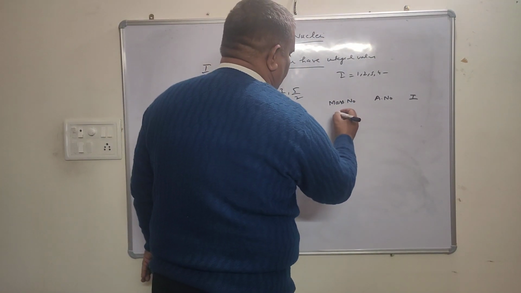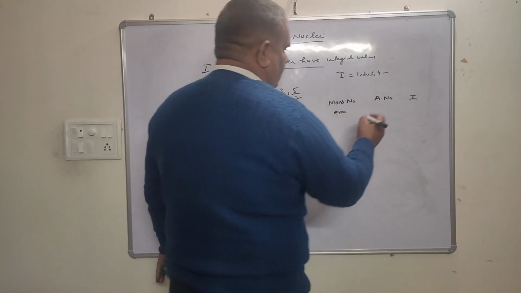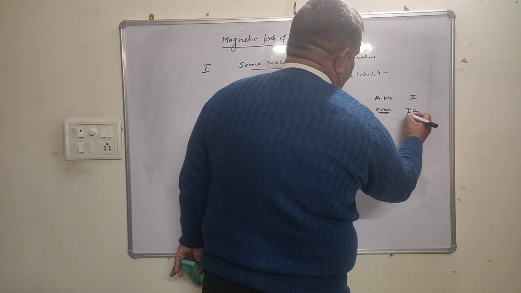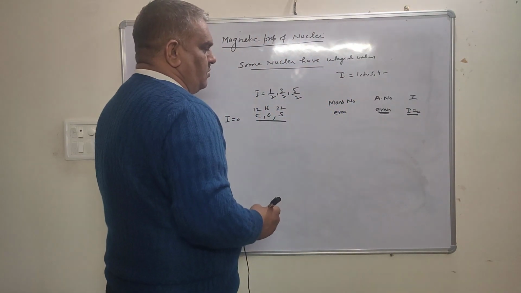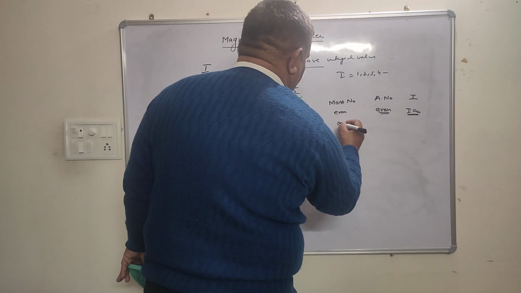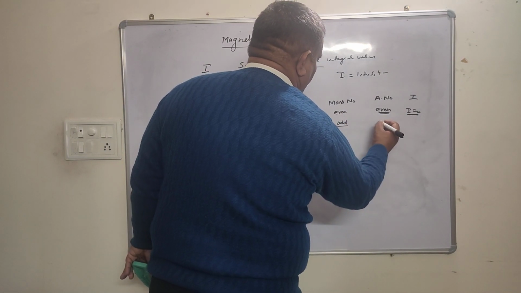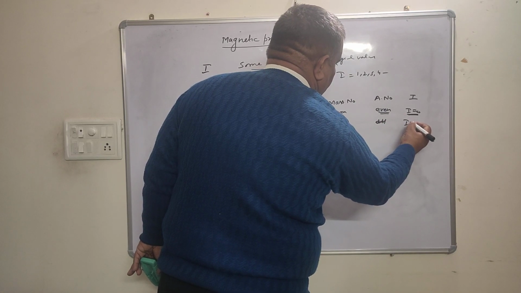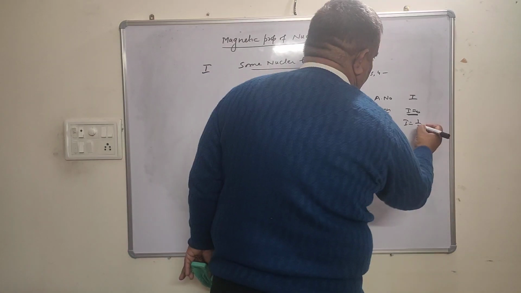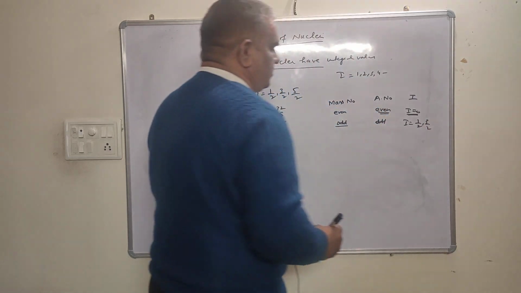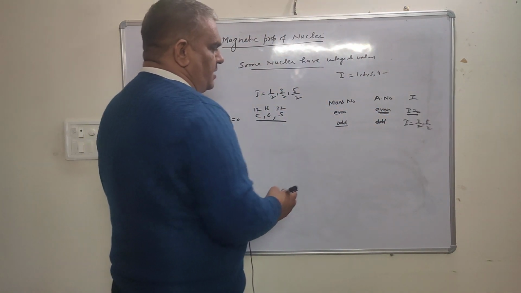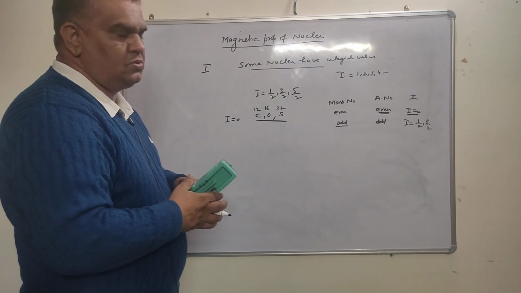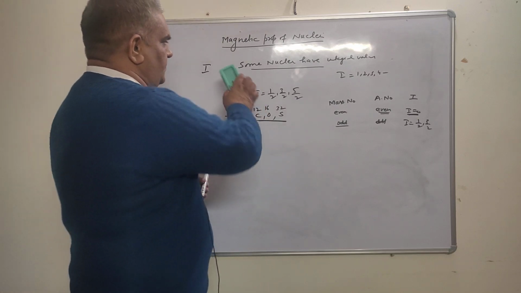If the mass number is even and the atomic number is even, then the value of I is 0. If the mass number is odd, the value of I is 1/2, 3/2, 5/2 and so on. If the mass number is even and the atomic number is odd, then the value of I is an integral value: 1, 2, 3, 4, 5 and so on.